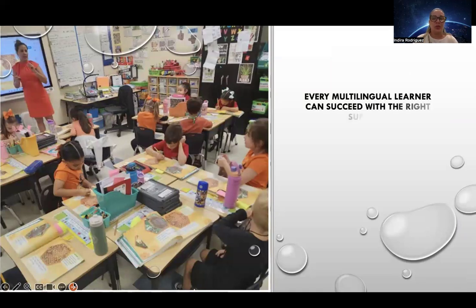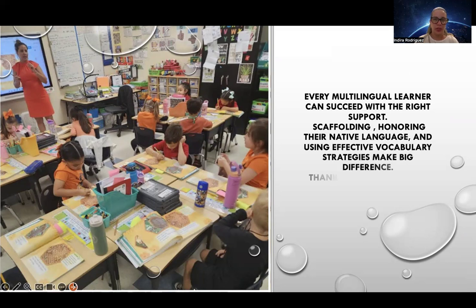Every multilingual learner can succeed with the right support. Scaffolding, honoring their native language, and using effective vocabulary strategies make a big difference.